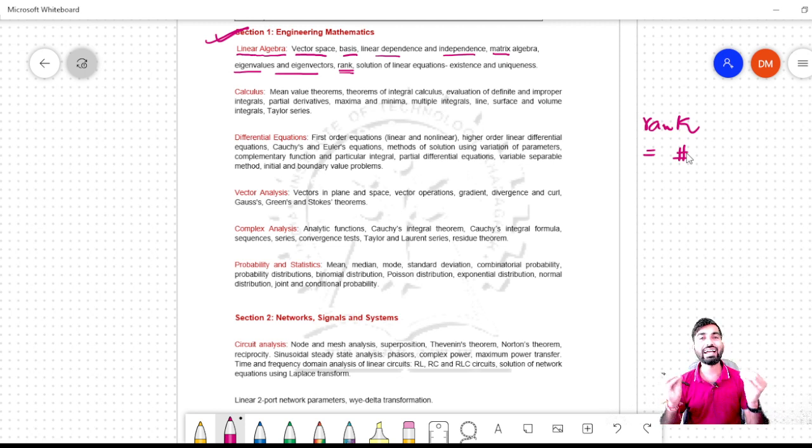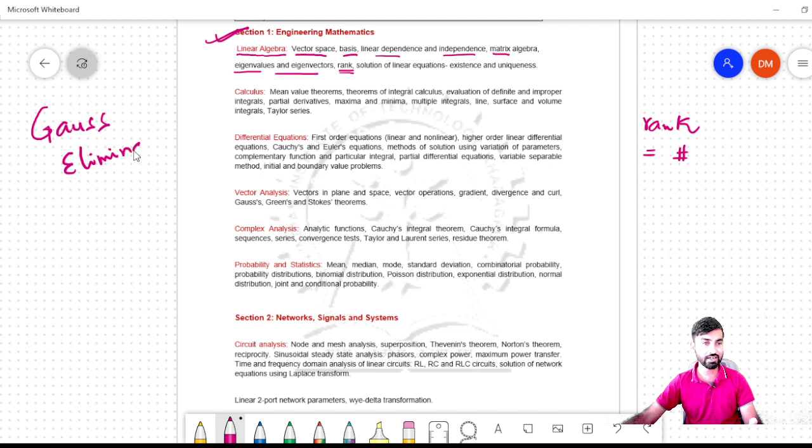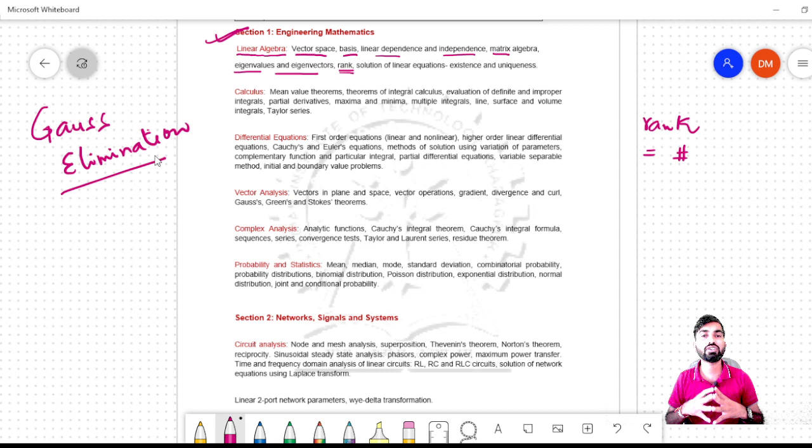Whether you talk about eigenvectors, eigenvalues, linear dependence, or independence, you have to take the help of the Gauss elimination method. So keep in mind, this is a very important concept, Gauss elimination method, right? And already I have told you what the Gauss elimination method is, how we eliminate. And if you apply elimination to the matrix, your solution is not going to change, right? So rank of a matrix, then solution of linear equations, existence and uniqueness.